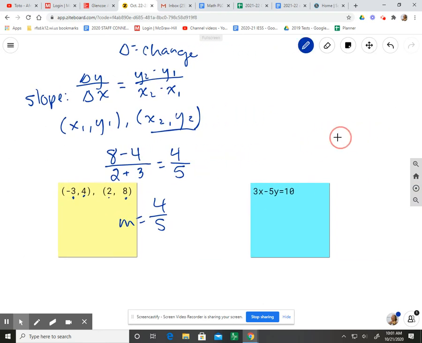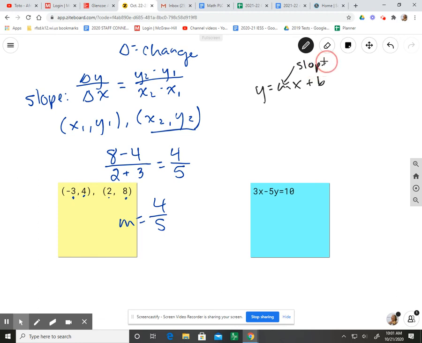Alright, now we're going to look at finding slope given a linear equation. The easiest way to find your slope from a given linear equation is just to write your linear equation in slope-intercept form.